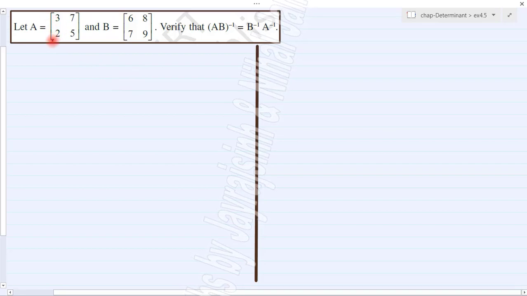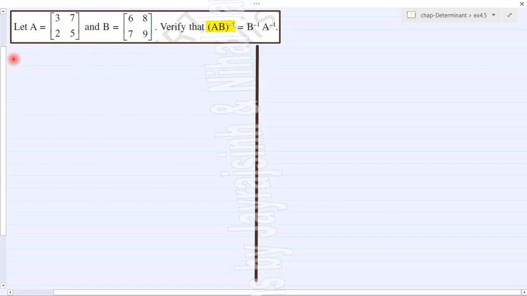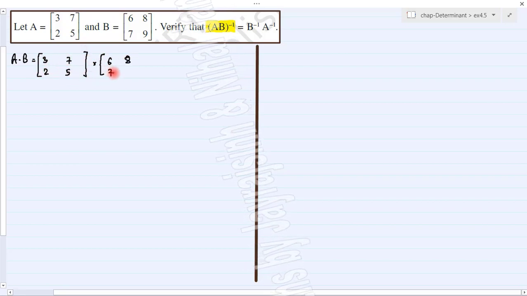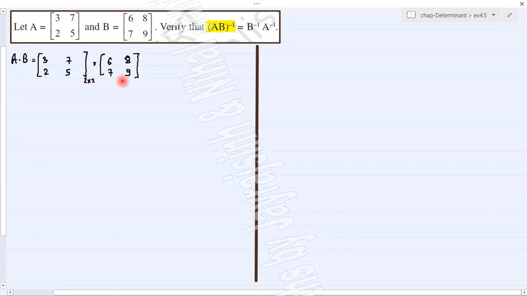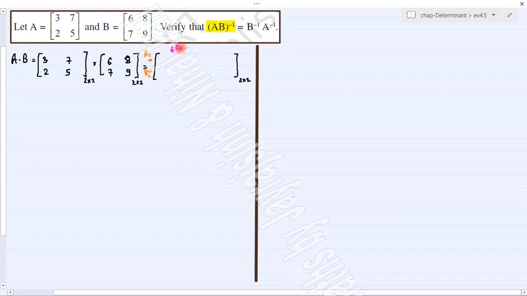In this question, we have matrix A and B, and we have to verify that AB inverse is equal to B inverse into A inverse. So let's try to get them one by one. First of all, let's try to get left hand side, and for that we are going to need A into B. So let's multiply matrix A with matrix B. Both matrices are of order 2 cross 2. That means your resultant matrix will also have order of 2 cross 2.